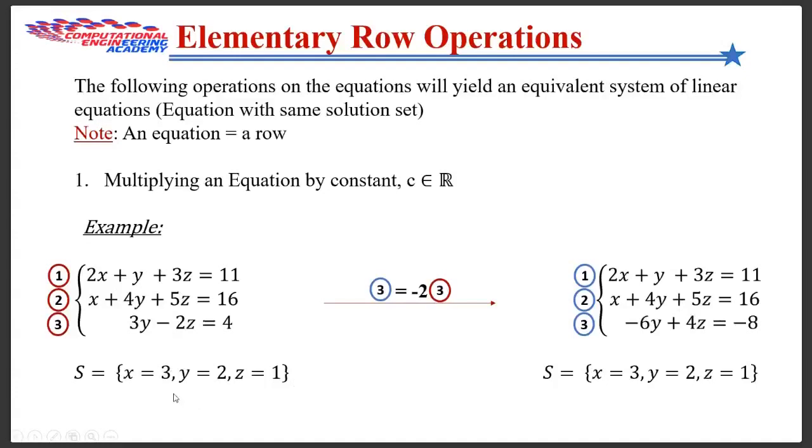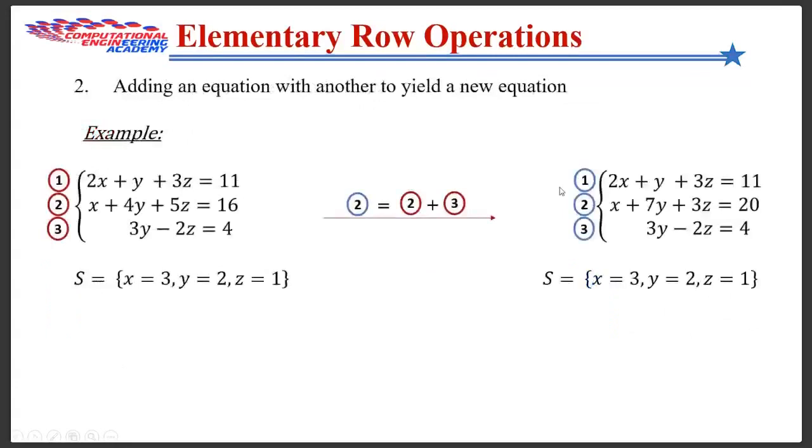So basically, with what we are looking for, we have not changed anything, because at the end of the day, to solve this system, we are looking for x equals 3, y equals 2, and z equals 1. Therefore, if this is what we find here, we have no problem. Okay, so that's the first rule: multiplying an equation by a constant.